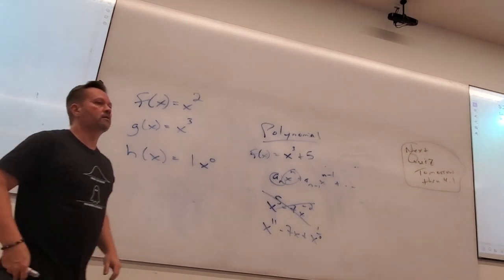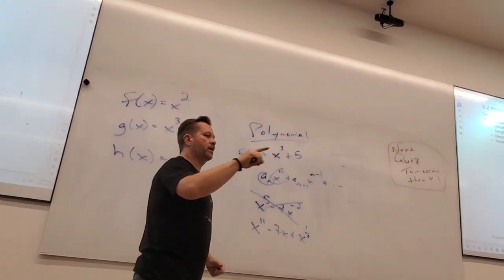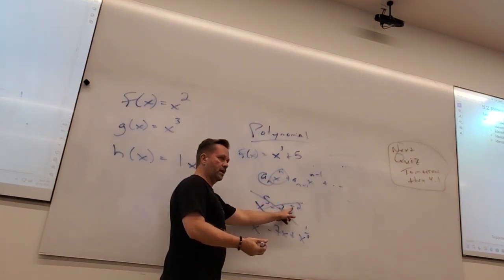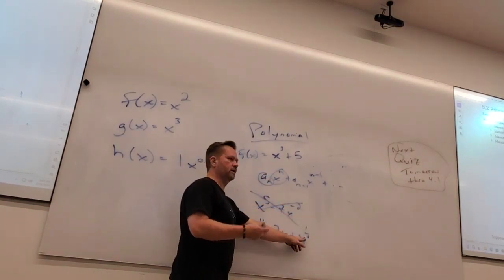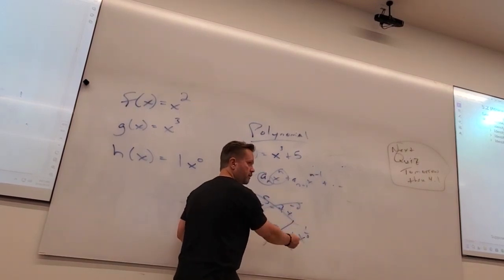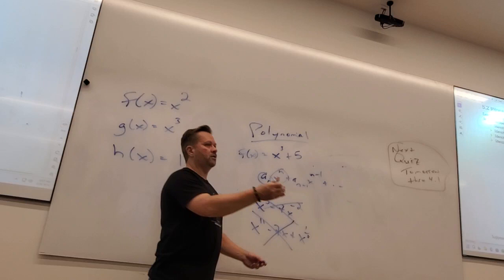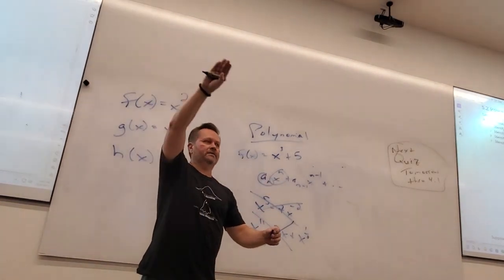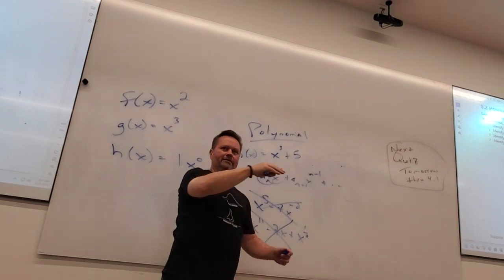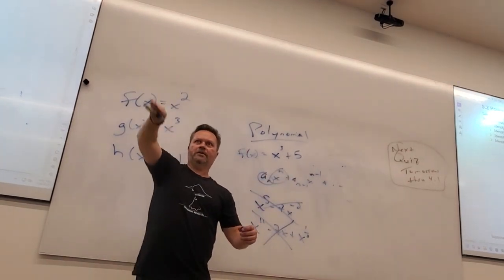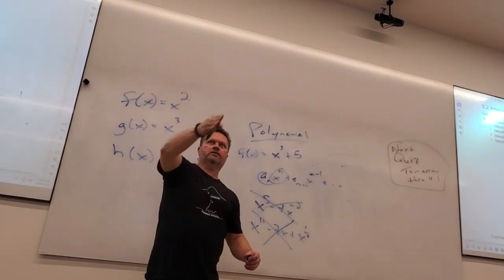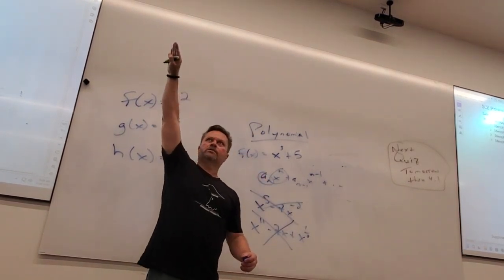It only has whole number exponents. So this is not good because it's a negative number exponent. This is not good because it's a fractional exponent, right? These are not polynomials. Another reason we like polynomials is I know they're nice. They go like this, right? So cubic could go like this. It looks sort of like a Loch Ness monster. Okay.